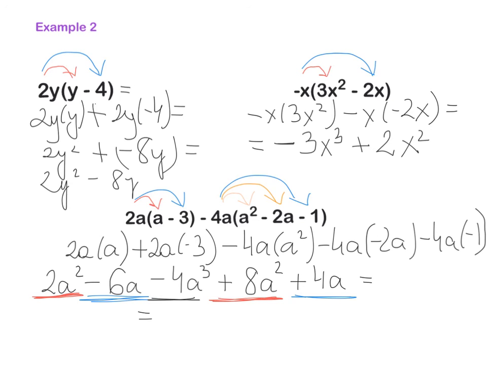Okay, so we have 2a squared plus 8a squared is 10a squared. And then minus 6a plus 4a is minus 2a, and minus 4a to the power of 3. Okay, take your time, write it down nice and neat. If you have any questions, you can ask me tomorrow, okay? Make sure you have all examples in your copies.